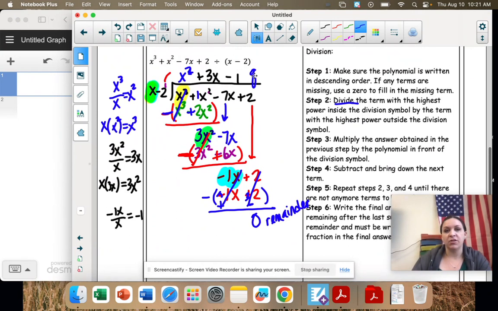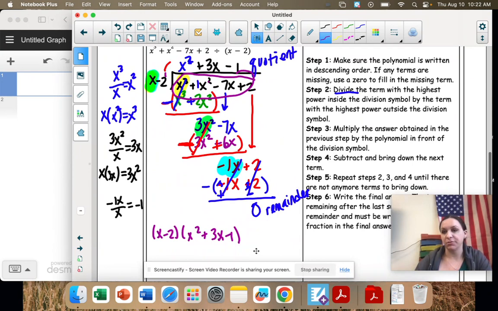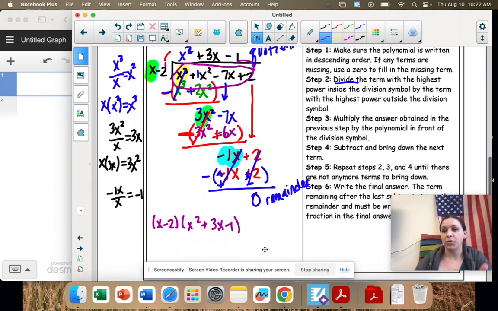So this is our quotient. That's what we just found. So you're like, what does that even mean? So we just found if we take x minus 2 times our quotient, x squared plus 3x minus 1, we get this, x cubed plus x squared minus 7x plus 2. So remember, we're finding the parts of multiplication that are missing.